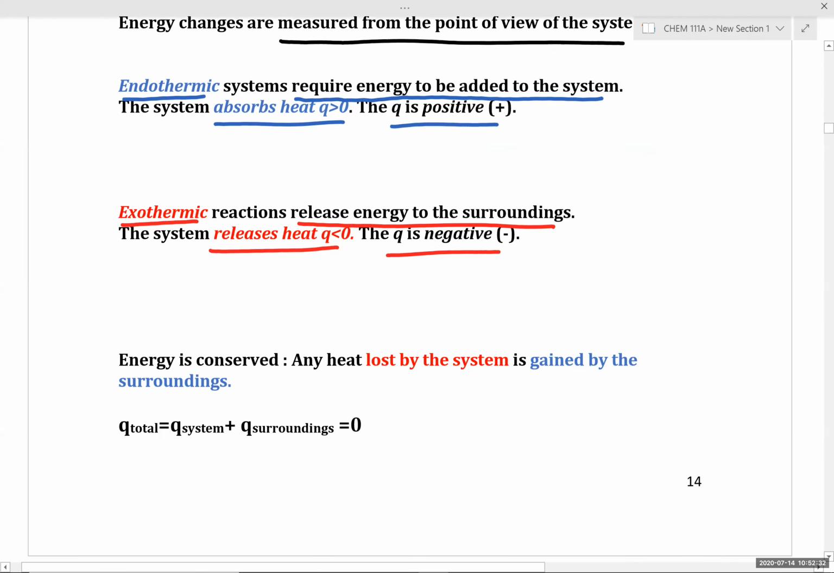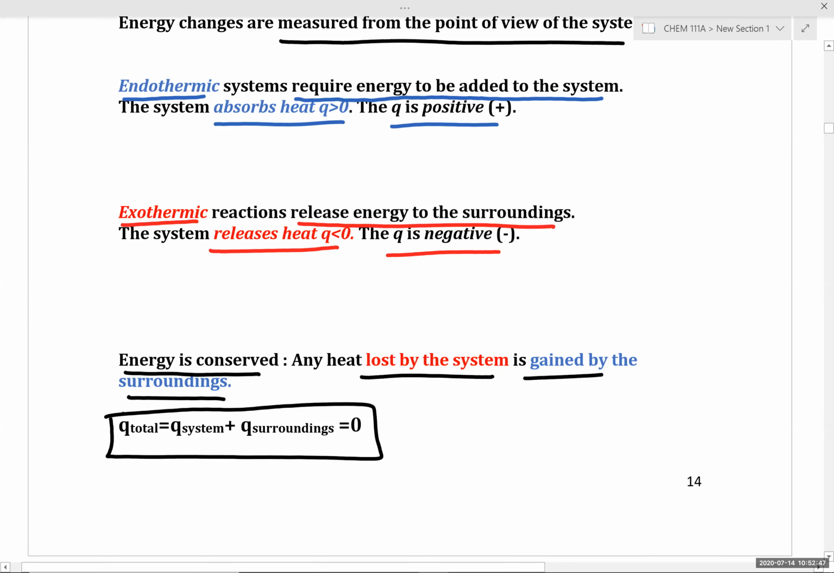Now, a critical feature, just tying this back, we know that energy is conserved. So any heat lost by the system is gained by our surroundings. Then if we add up the heat exchanged by our system and surroundings, we will get 0, just with a little asterisk, assuming no work is exchanged. And we'll talk about what that means in a moment.